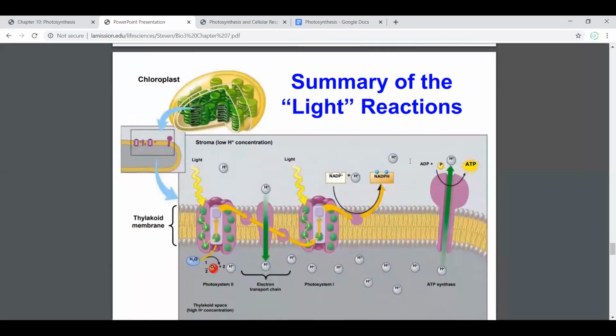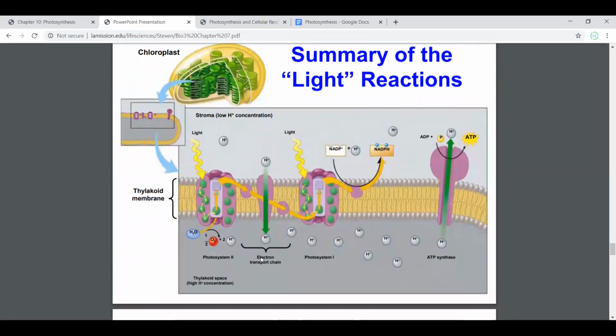So, quick summary: it takes place in the thylakoid membrane of the chloroplast. You have photosystem 2, which energizes the electron. It also splits water to get that electron back. This creates the oxygen gas, and it also creates some hydrogen ions that are used in the hydrogen gradient. This hydrogen ion gradient is also created by the movement of the electron through the electron transport chain, which pumps hydrogen ions in.